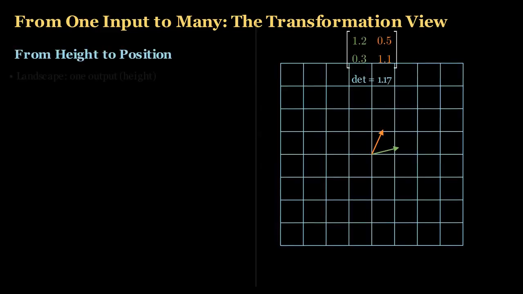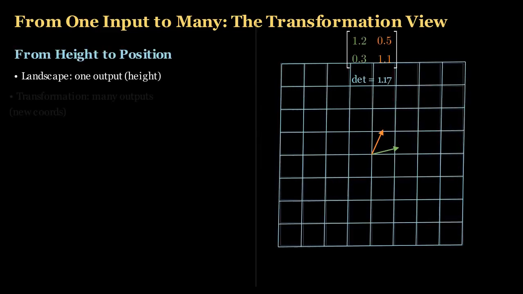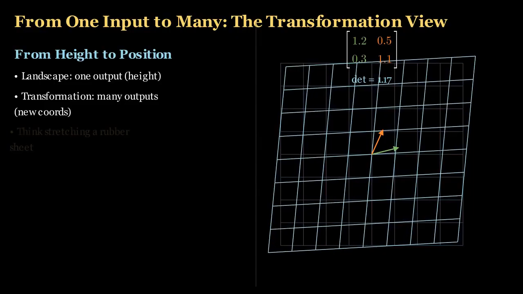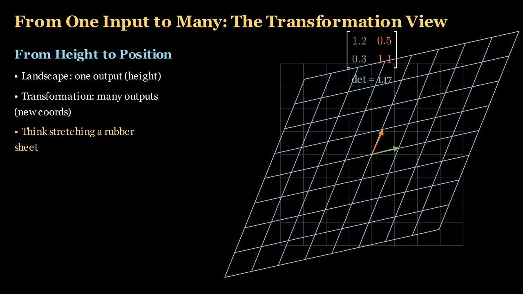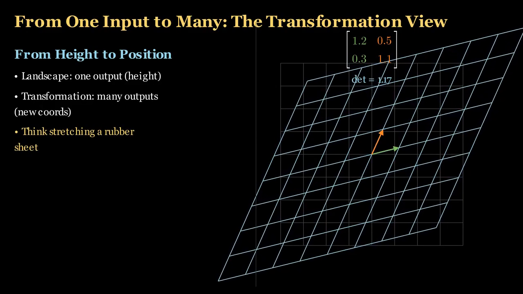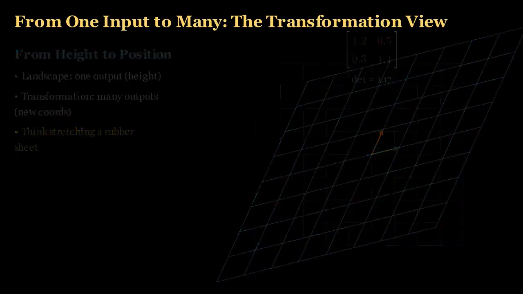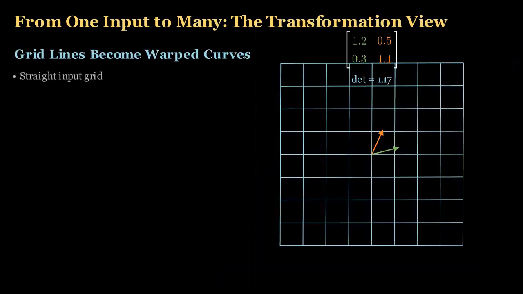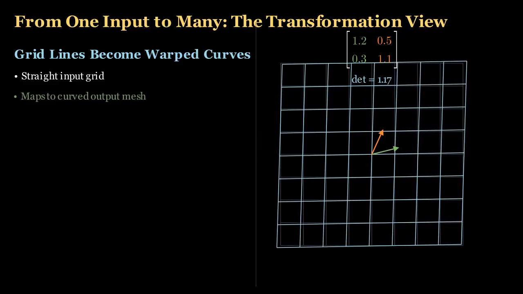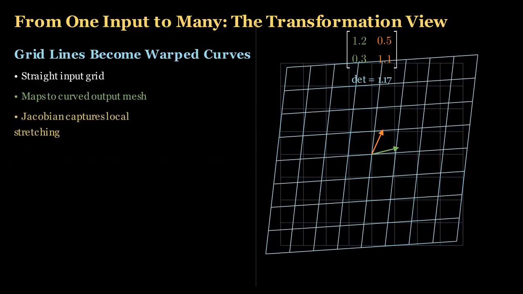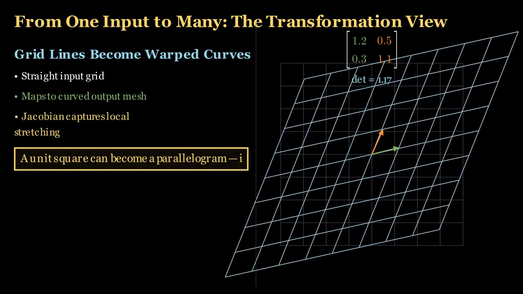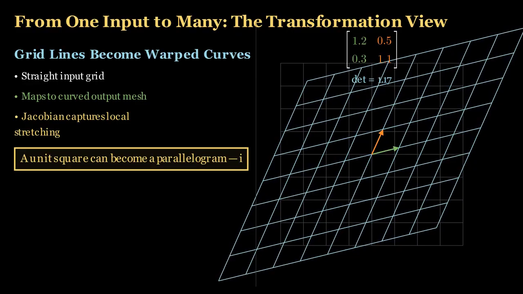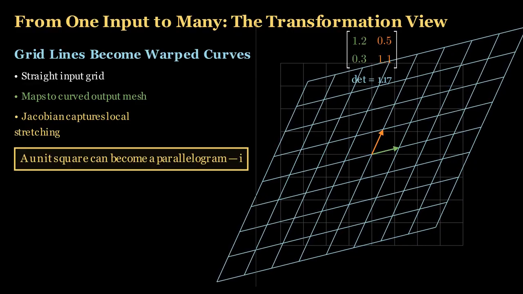We just found the steepest path on a landscape. Now shift perspective. Instead of one output height, imagine the function moves each point to a new location, like stretching a rubber sheet. Picture a regular grid of points in the input. After the transformation, straight lines bend into curves. The Jacobian, which we met earlier, now measures how much a tiny square locally stretches and rotates.